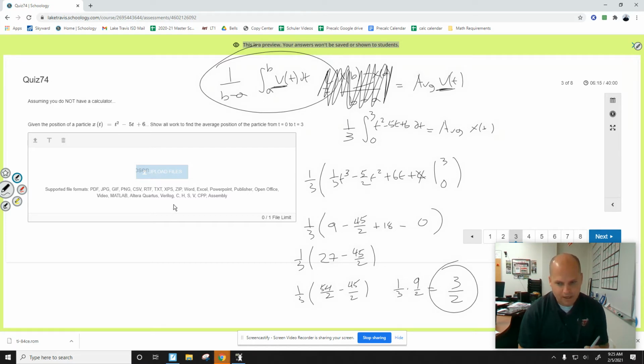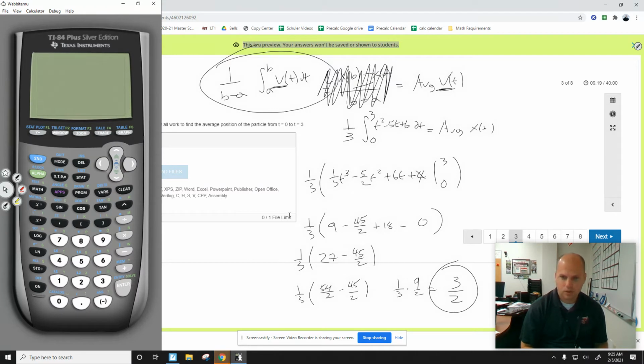I would probably recommend, since you do have access to a calculator, I can't stop you, go ahead and check. Okay. Type into your calculator 1/3 math 9 area from 0 to 3. Now, this is only to check. You have to show all your work, or I will not give you all credit. And make sure you get that 3 halves. Okay, which you do. All right. Next part.